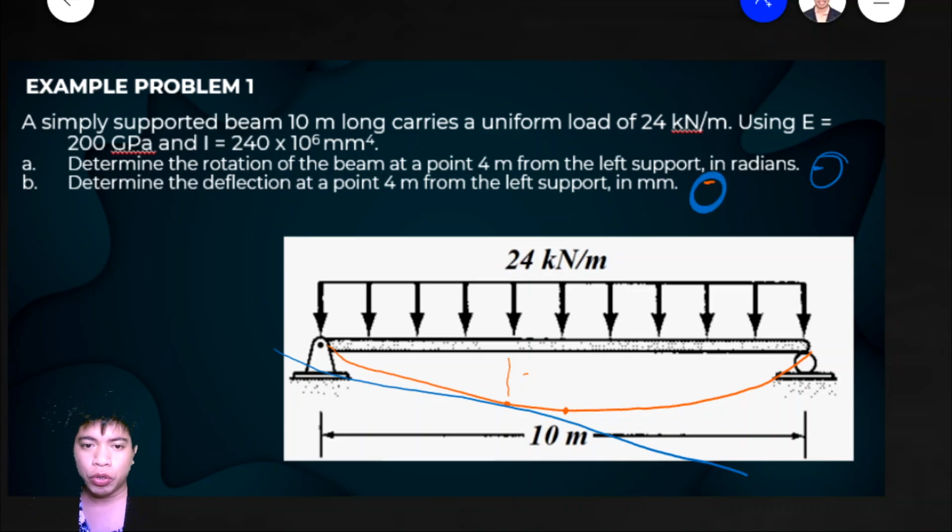So later on, we will find out whether our assumption is correct or not.